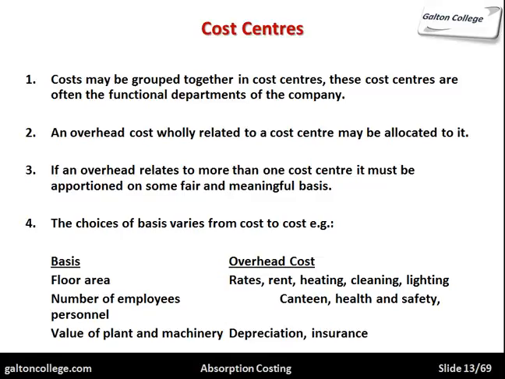Likewise, look at the canteen, for example. If there is a canteen where the workers and management are able to go and relax for a few moments and perhaps have a hot drink. So there may be a canteen, or there could be health and safety. Now that could be related to the number of employees. That could be the basis for the apportionment in that case. The HR department could be linked to the number of employees as well.